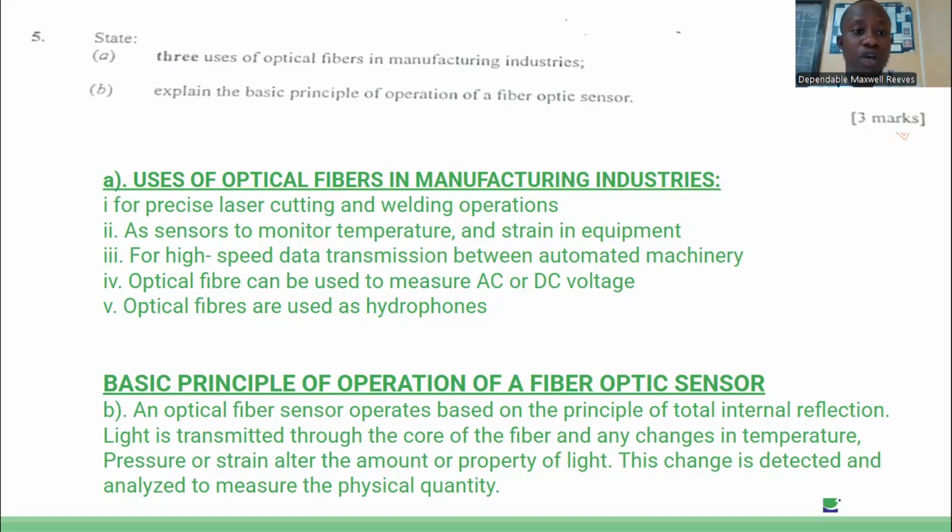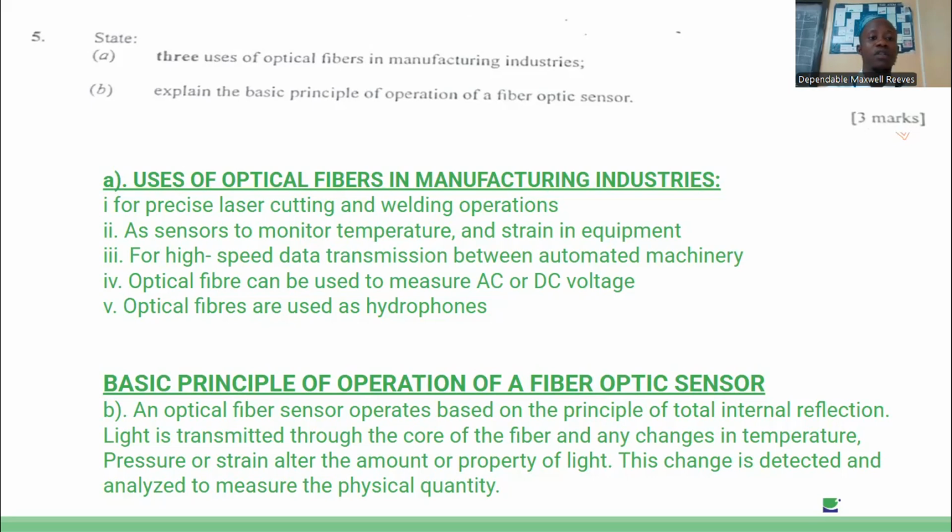Now, the last part of the question is to explain the basic principle of operation of fiber optic sensors. An optical fiber sensor operates based on the principle of total internal reflection. Total internal reflection usually occurs when a light ray is moving from a denser medium to a less dense medium and produces an angle that is greater than the critical angle. At that particular point, total internal reflection occurs. Light is transmitted through the core of the fiber, and any changes in temperature, pressure, or strain alter the properties of light. This change is detected and analyzed to measure physical quantities. So these were the expected answers for question number 5.